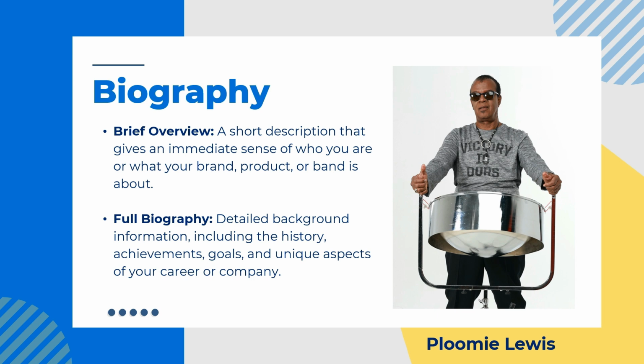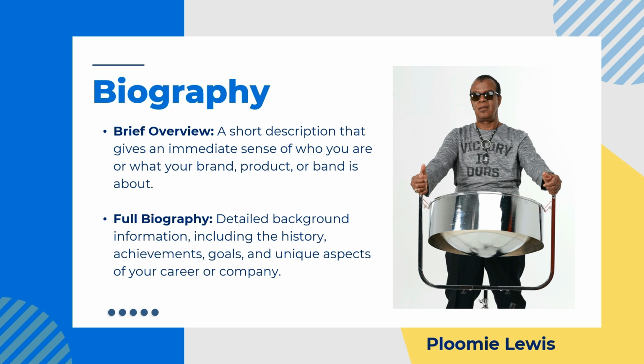But just like any good EPK, we start out with a biography, and it's a brief overview, a short description that gives an immediate sense of who you are and what your brand, product, or band is all about. So that's how you start that out. And then that brief overview should only be anywhere from 2 to 3 sentences. So you want to condense that information so that people can understand who you are within the first 2 to 3 sentences.